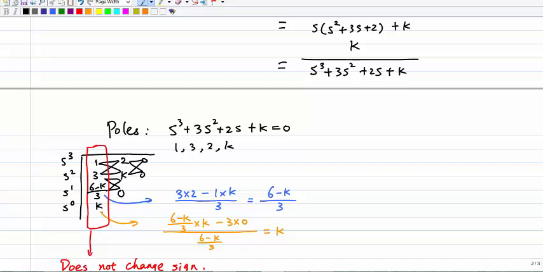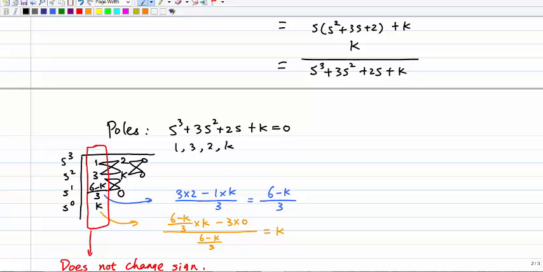For this entry, I use the same rule, cross back. So it's (6 minus K) divided by 3 times K, minus 3 times 0, divided by (6 minus K) divided by 3. So this one just gives me K. So our computation finishes the Routh array.